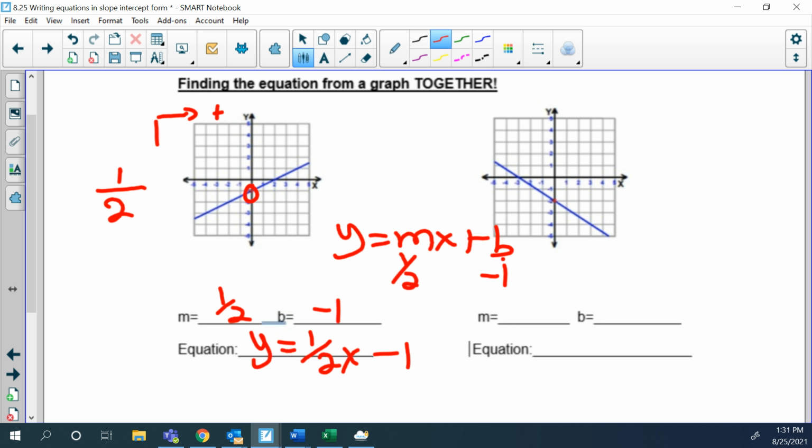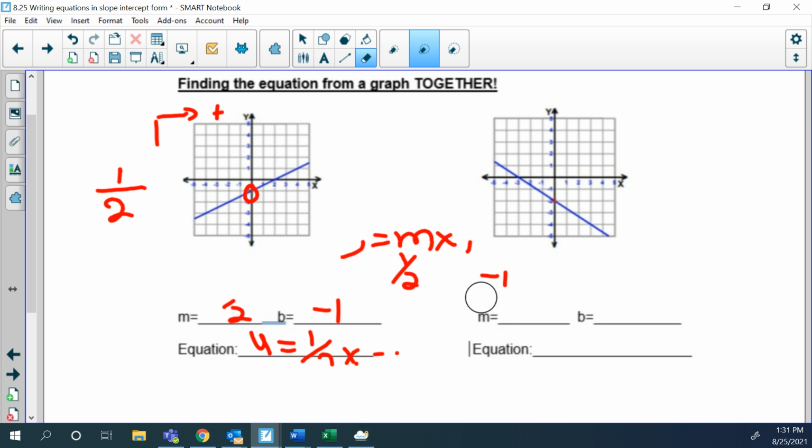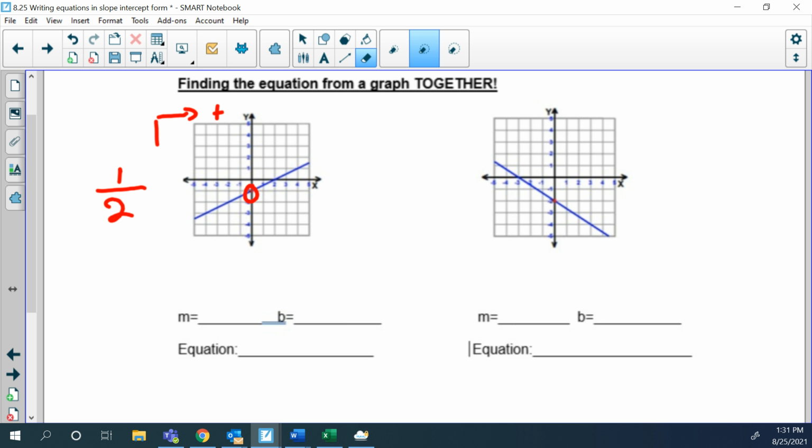All right, let me erase this and get some more space to do the other one. You can go ahead and pause the video and try to find the y-intercept, slope, and the equation for the graph on the right. Then you can come back and check your answer. So for this graph, my y-intercept, again, is where the line crosses the y-axis, and that is -2.